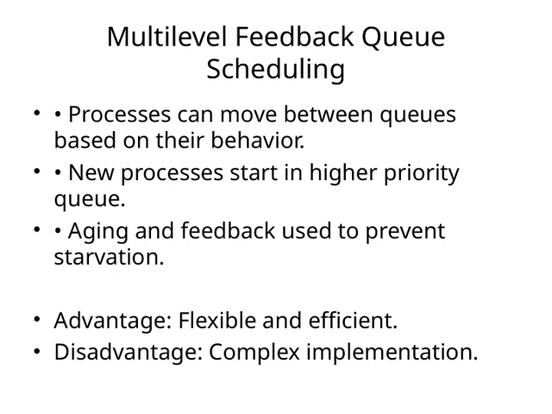Two key techniques used here are aging and feedback. Aging gradually increases the priority of waiting processes, which helps prevent starvation, where some processes might otherwise wait indefinitely. Feedback, on the other hand, adjusts priorities based on how processes behave during execution. One major advantage of this system is its flexibility and efficiency. It adapts to different process behaviors, ensuring a more balanced and responsive scheduling.